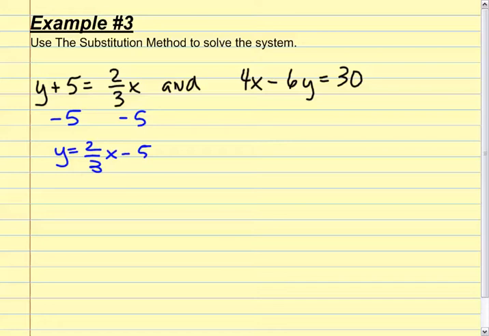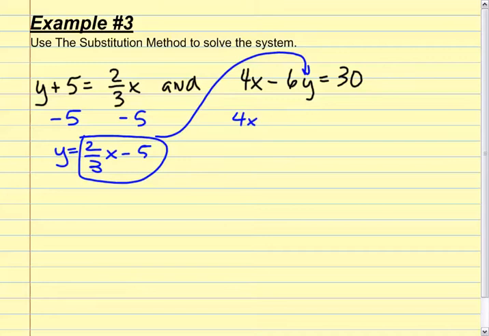All right. And where do I go from there? Then I plug the right half of the equation in for the value of y in the second equation. Excellent. So it'd be 4x minus 6 times (2/3 x minus 5), and then that equals 30.